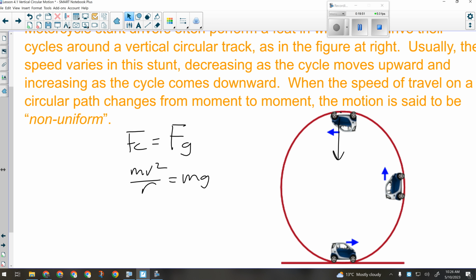So, when she wanted to calculate how fast Damien would have to run, she just did this. She multiplied both sides by r, canceled his mass, because it didn't matter, it was on both sides, and square rooted it.